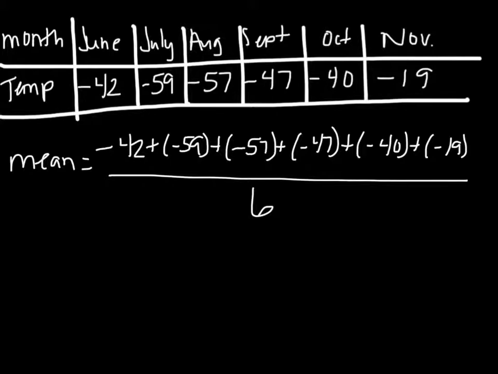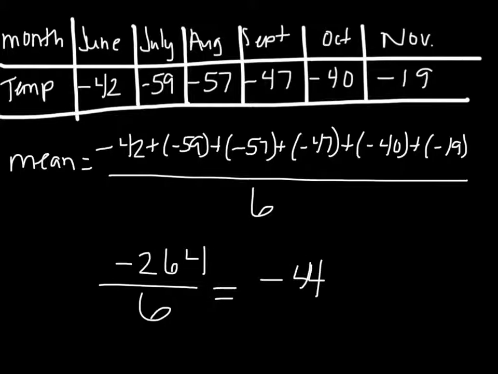When the 6 negative digits in the numerator are added together, we reach an answer of -264. -264 is then divided by 6, giving us an answer of -44. So the mean temperature is -44 degrees Fahrenheit.